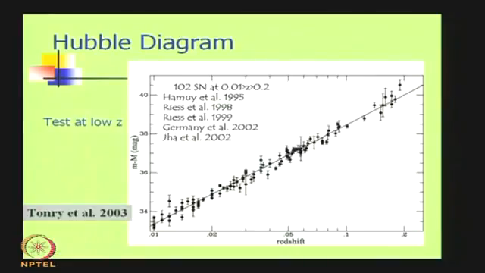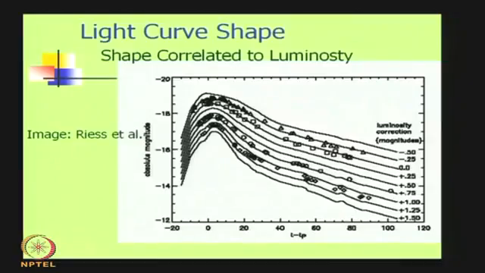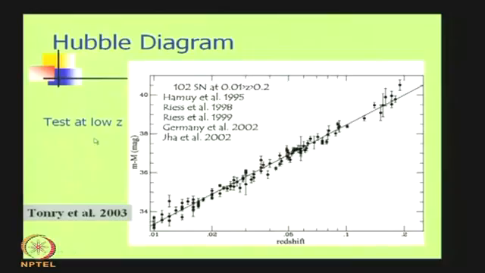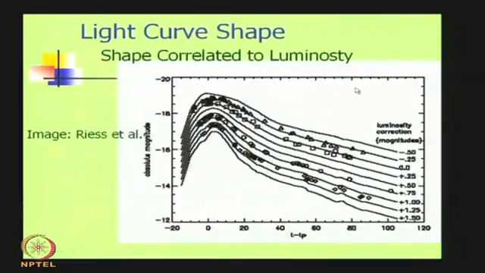You have a supernova, you observe the supernova shape, you infer the peak luminosity of the supernova based on the shape, you measure the flux, so you know the distance, and that distance here is plotted against the redshift. If my luminosity estimates are correct, then they will lie on a straight line, which is what we see over here. So this indicates that the correlation that I mentioned works.